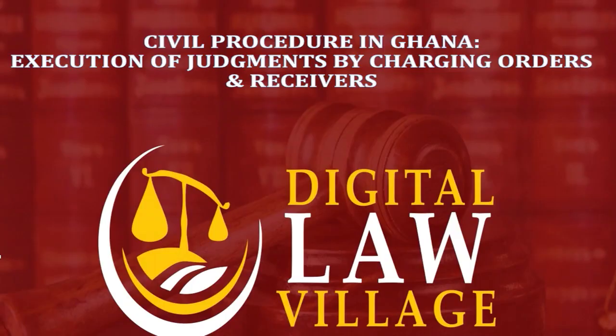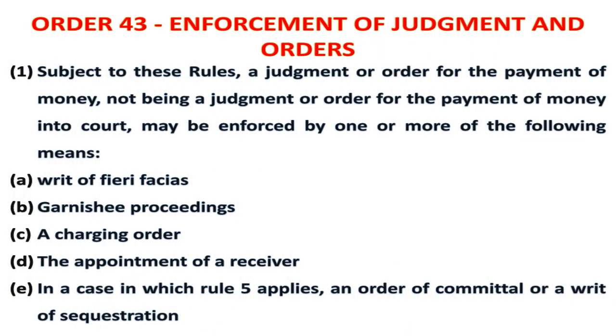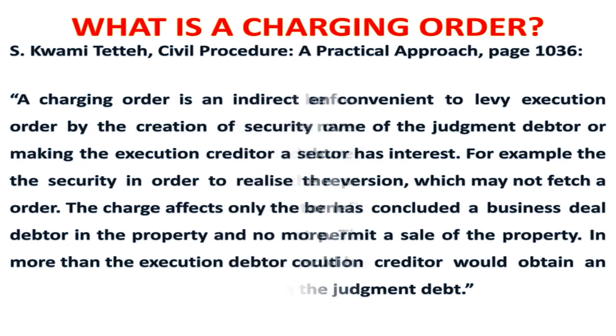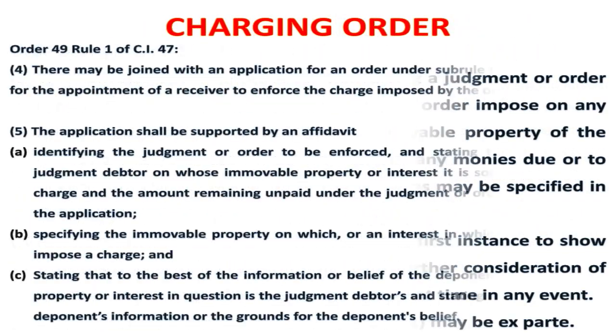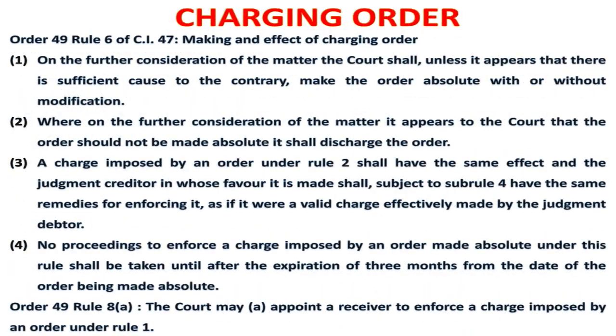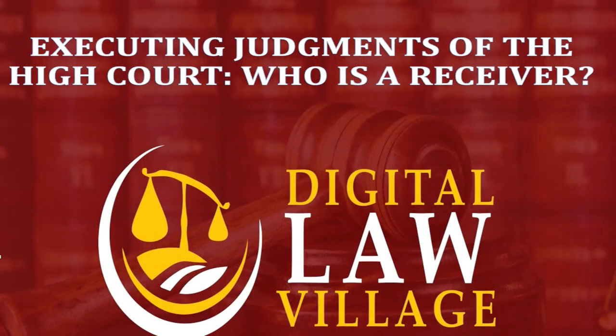But the reason we must discuss a receiver is because if you look at Order 43 Rule 1, when it was giving us the different modes of enforcing judgments for the recovery of money, look at the D. It says that we can enforce the judgment for the recovery of money by the appointment of a receiver. So appointing a receiver is a different mode of enforcing judgments for the payment of money. So we need to understand who a receiver is, because it's one of the modes that you've been afforded under the rules to enforce the judgment for the recovery of money.